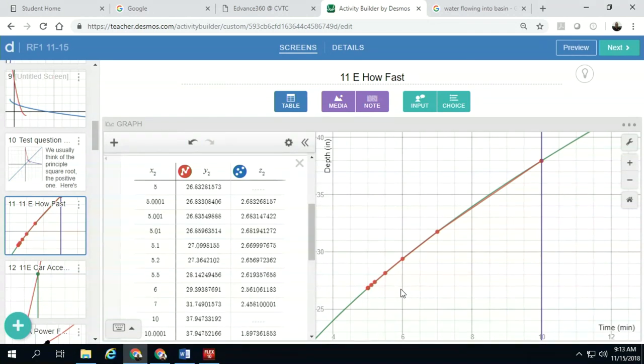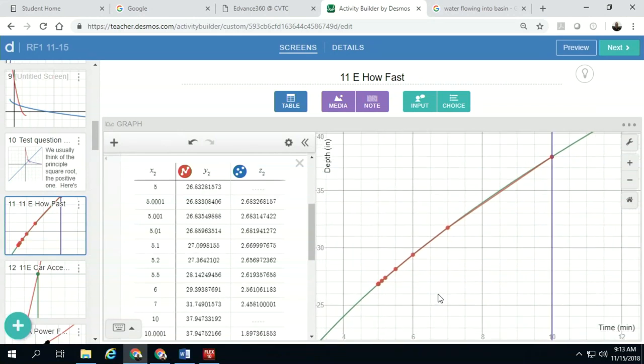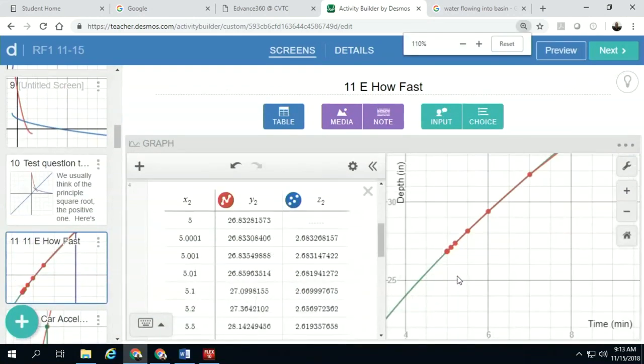Where were we? 5 to 5.1, 2.67. 5 to 5.01, 2.68. 5 to 5.001, 2.683. And then Menominee, did you guys get 2.683268157? 816. I mean, my 816. Hey, here's the deal.